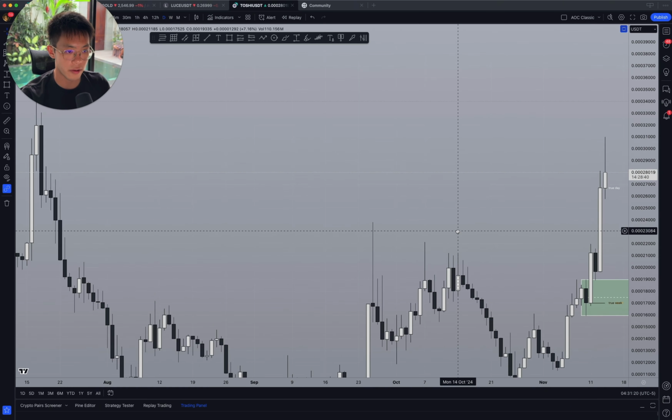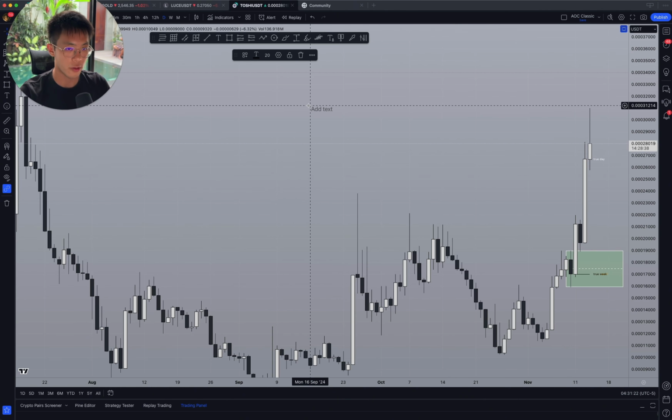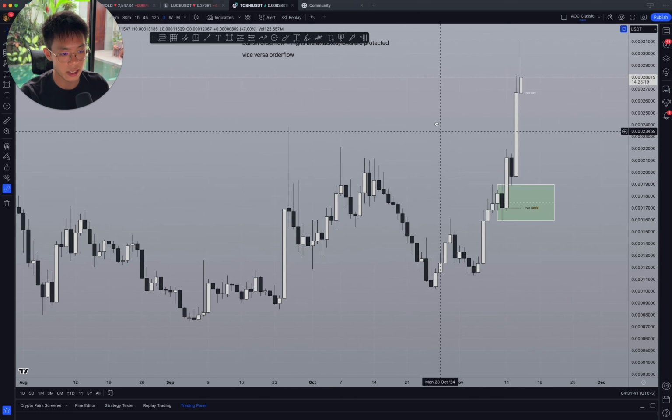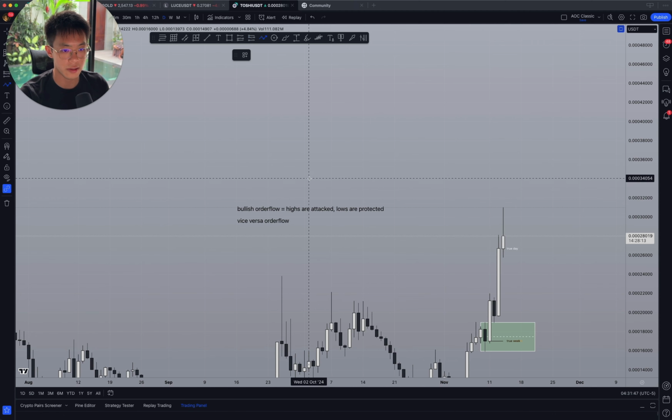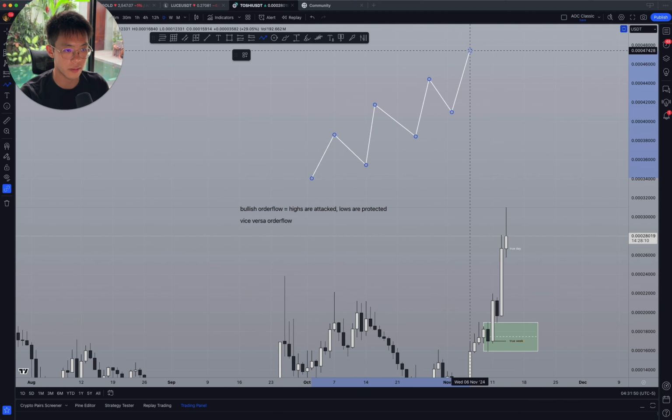Just coming back to order flow for a moment, I just want to show one last thing that will help you cement the concept of order flow in your head a bit more. When you are in bullish order flow, highs are attacked, lows are protected, vice versa for bearish order flow. Now let me just show you how that looks. Essentially, this is just a fancy term to explain that when you are bullish, the highs are constantly taken out and attacked, and the lows are constantly protected.